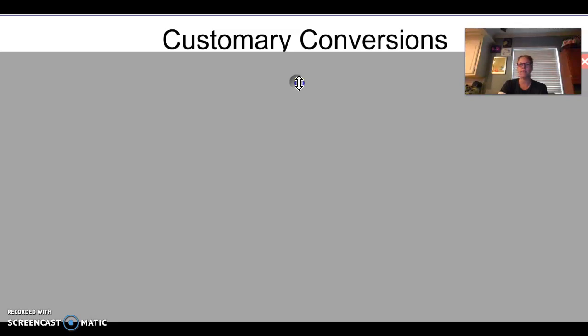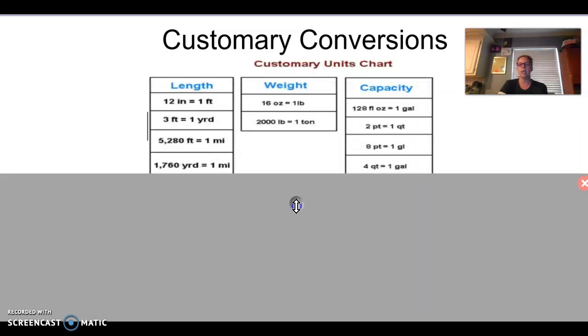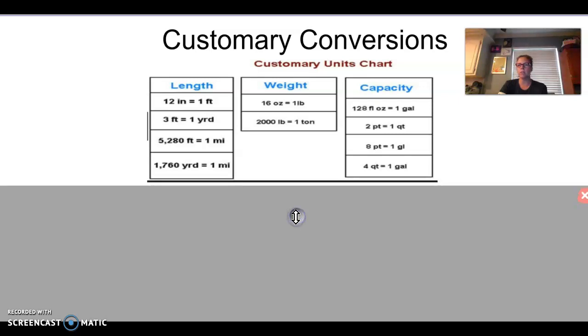Okay, so you do not have to write this chart down. I'll tell you which ones are probably most important to write down. So length: 12 inches is 1 foot. That's important, so write that one down. This is 12 inches, just a regular ruler. So this is 1 foot long. Don't think of your feet, but think of a ruler as 1 foot long, 12 inches. So write that down.